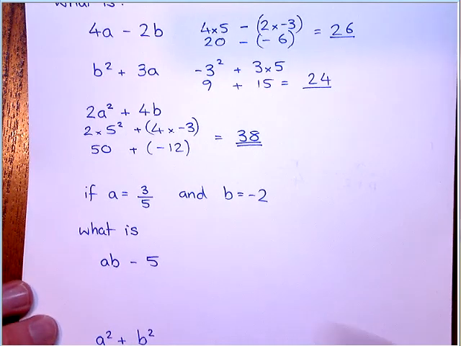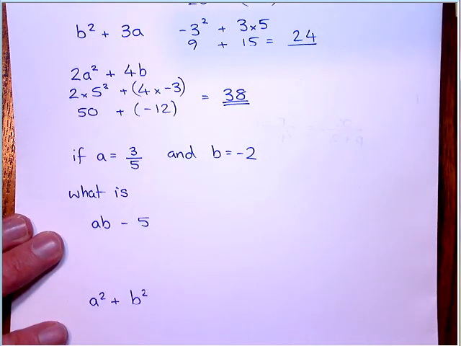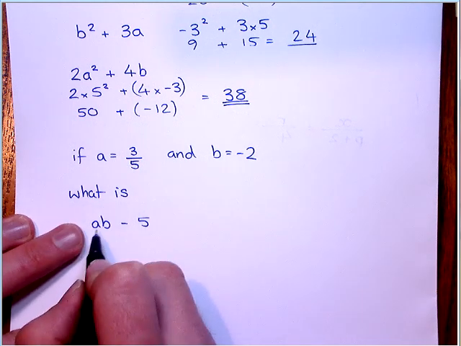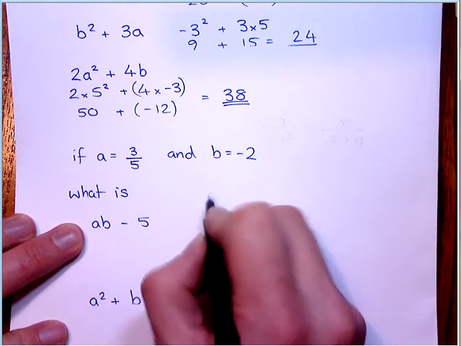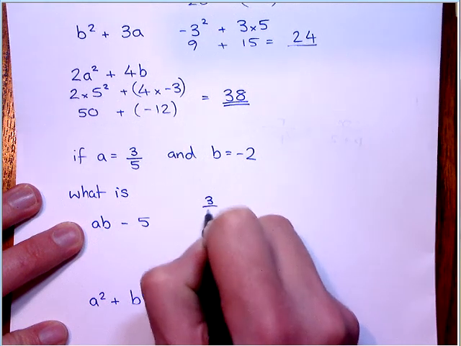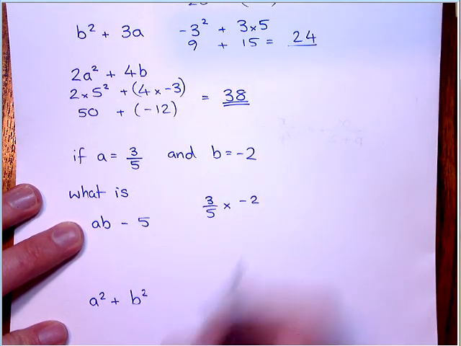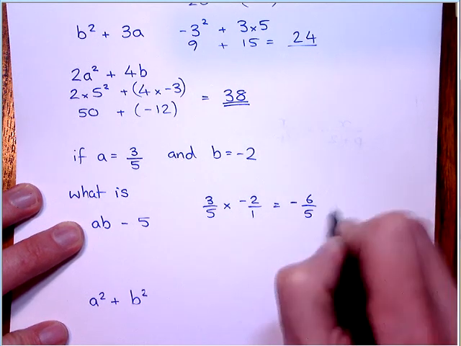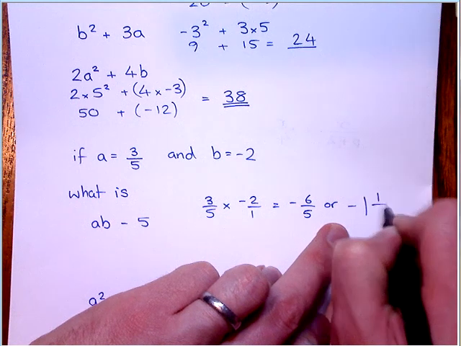Now, even on non-calculator, they can still be a bit of a pain and give you some more troublesome numbers. But this is just a fraction, and you know how to times and divide fractions. So ab, we can hide a multiplication sign in here, so that means a times b. So it would be 3/5 multiplied by negative 2. And if you want to turn this into a fraction, just put it over 1. So we have minus 6 over 5. Or, that is minus 1 and a 5th.